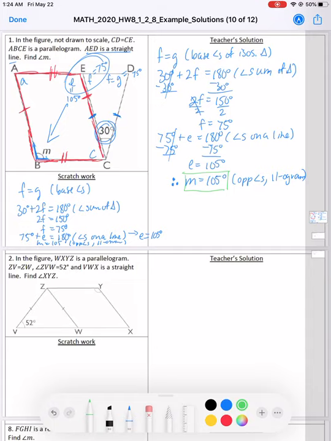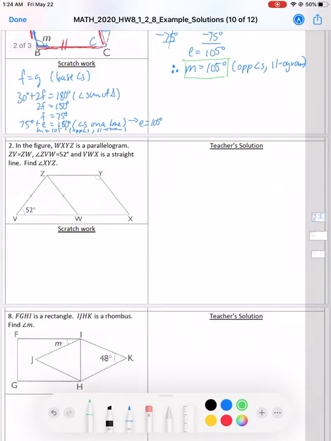It takes a little bit of investigation, a little bit of looking. I'm going to go to the next one, number 2. Taking a look at the figure, reading the directions and what we have here, because a lot of times the directions might have some extra information, sometimes they might not.